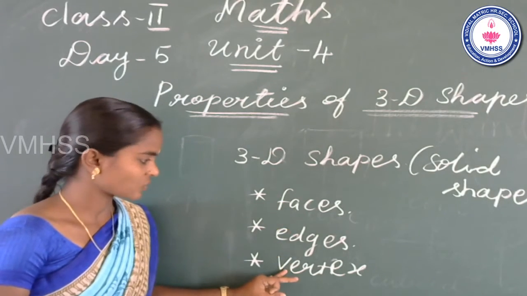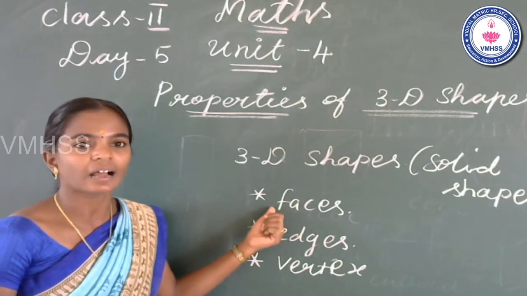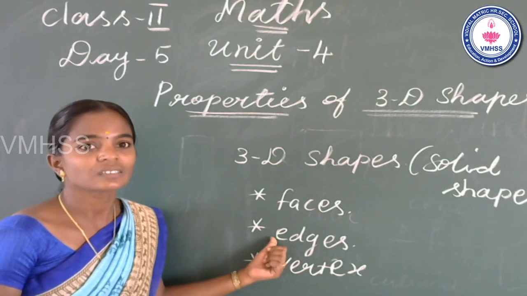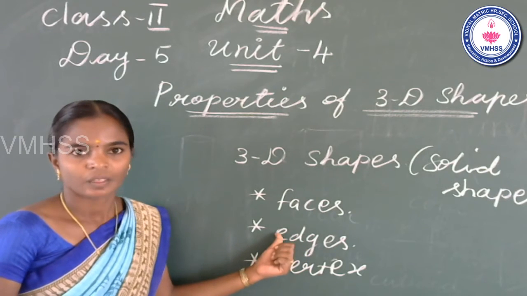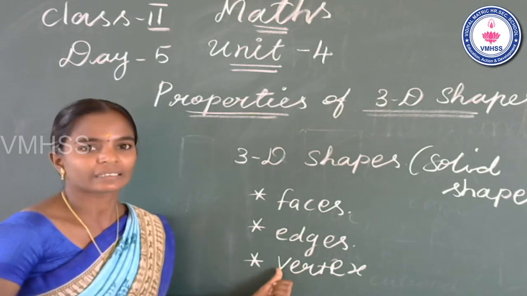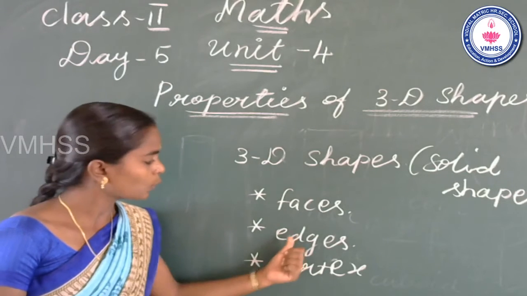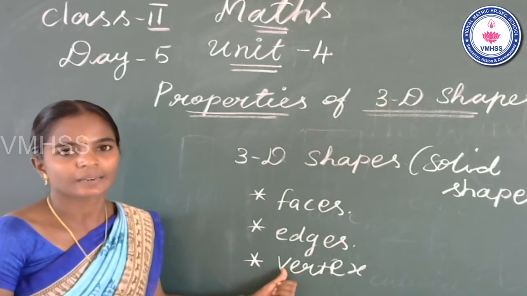Next one, vertex. So faces are flat or curved sides. Next, edges. Edges are sharp lines where two faces meet. Last one, vertex. A vertex is a corner, where two edges meet at a point. Okay, did you understand now?